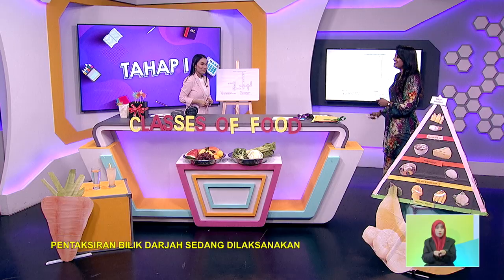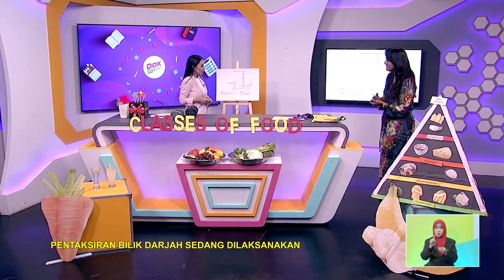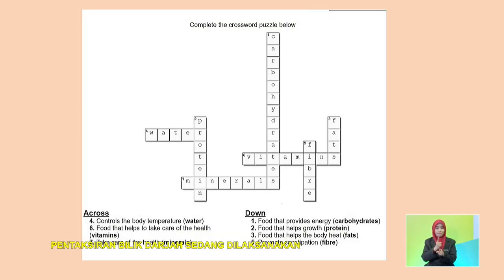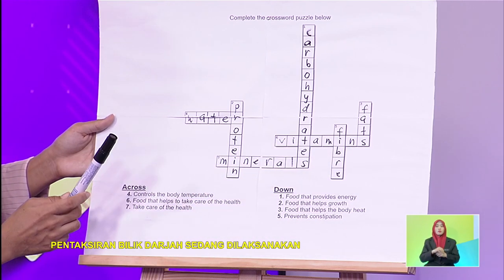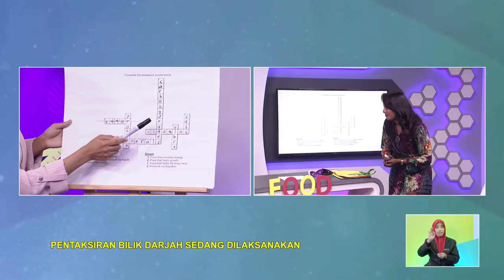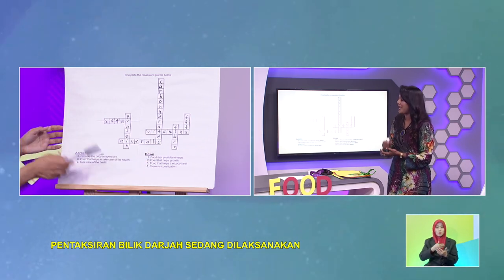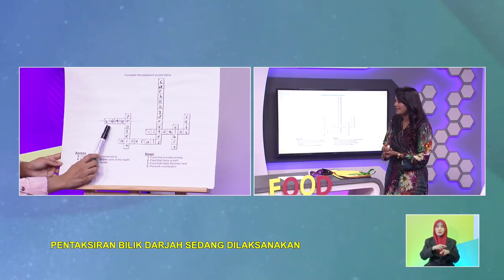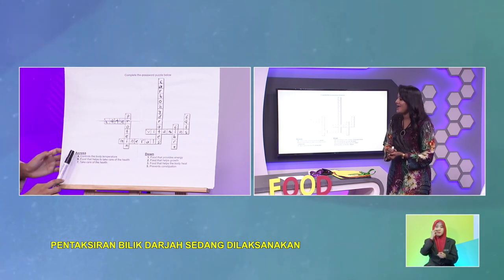We'll see. Okay, let us check the answers. You can see here, the first one is carbohydrate. Yes, correct. The second is, what did you put there? Protein. Yes, well done. And the third one? Fats. Yes, very good. And the fourth one is fiber, right? Fiber prevents constipation. They're all going down. Just now we read the down ones. Okay, across. Across we see there's water. Correct. Minerals. And vitamins.